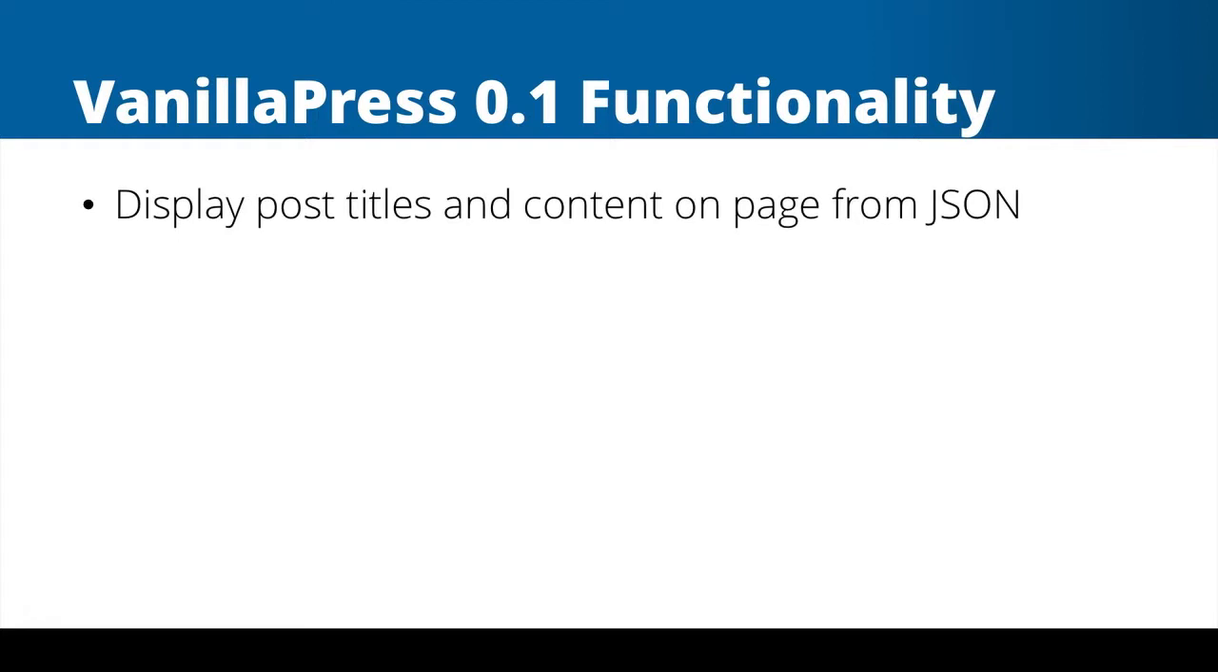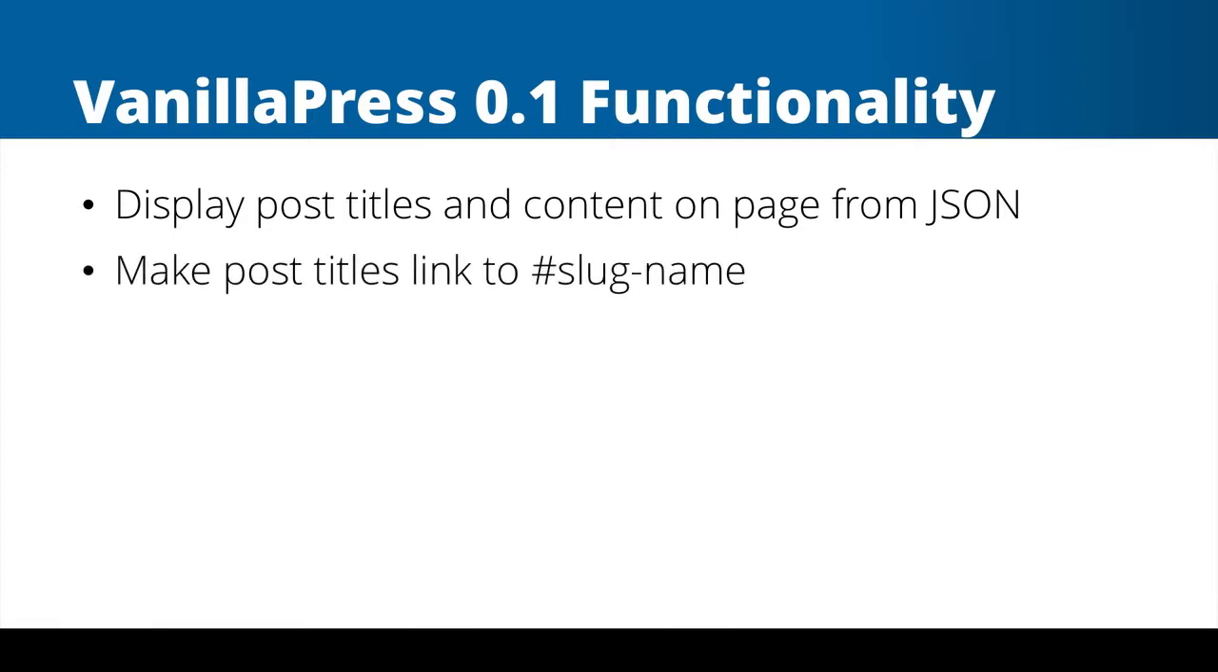First of all, we want to be able to display a list of post titles and content on a page, pulling it from a JSON object. Then we want the title of the posts to actually be links using the hashtag and then whatever the slug name is that's stored in the JSON file that we're getting our data from.